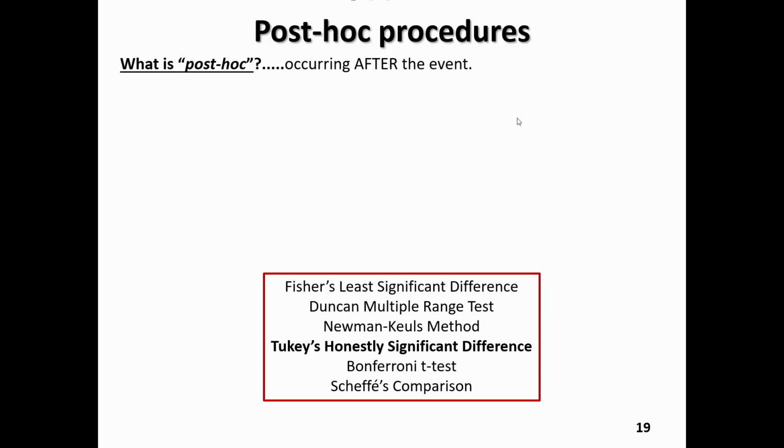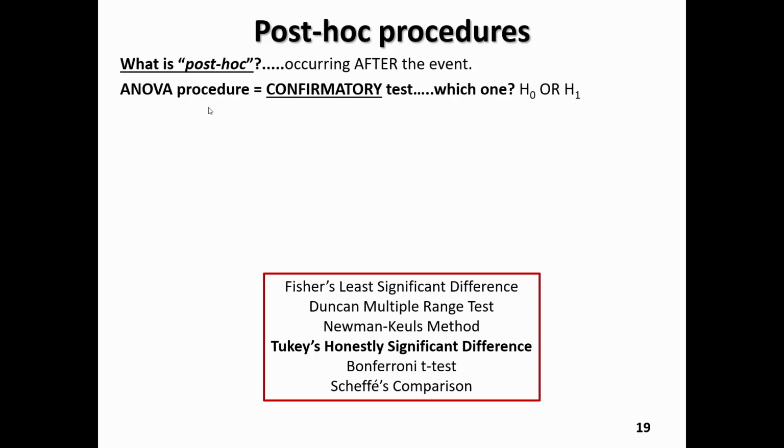Now, the term post hoc generally refers to occurring after the event. Of course, the event in this case is the ANOVA procedure. And so because of that, we can refer to the ANOVA procedure as a confirmatory test. What we're essentially doing is confirming if we will reject the null hypothesis, causing us to consider an alternative to that, or we do not reject the null hypothesis. But in our example, we did reject the null hypothesis.